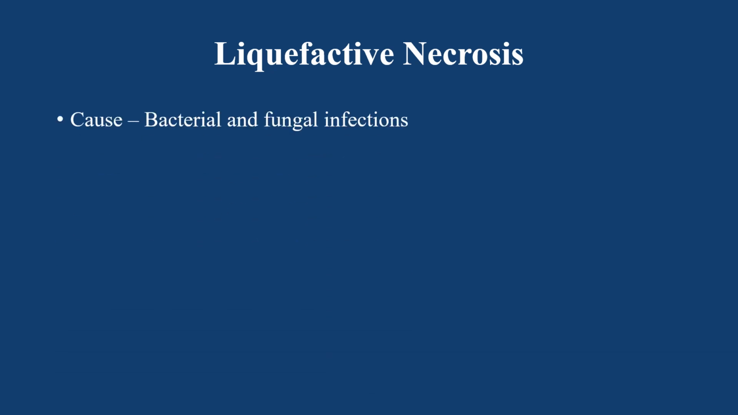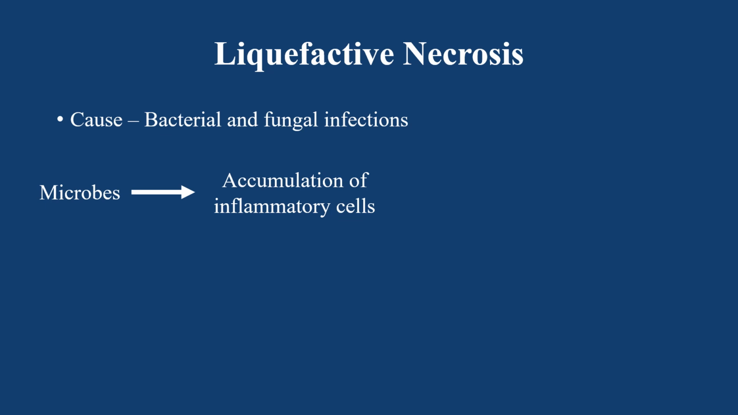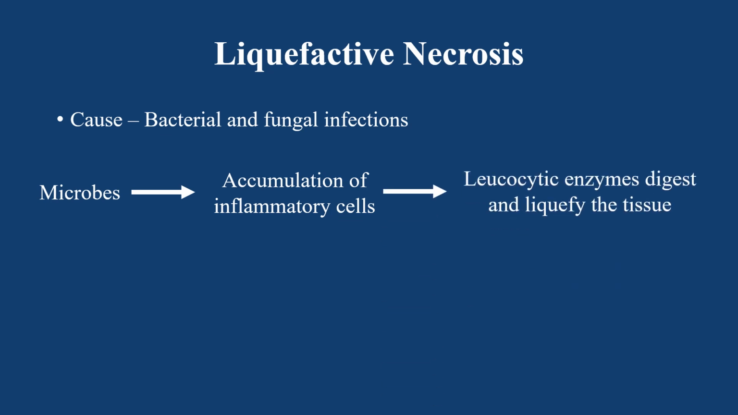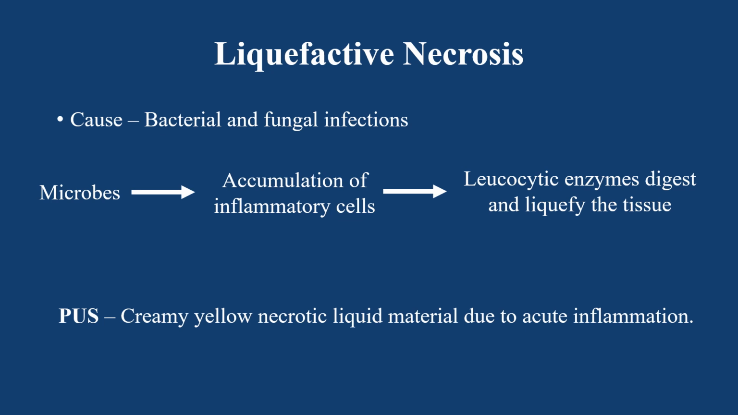In liquefactive necrosis, the cause is infections. Any bacterial infections and a few fungal infections also may cause liquefactive necrosis. What happens exactly? Because of the microbes, there will be accumulation of inflammatory cells. And these inflammatory cells are going to secrete some enzymes, for example lysozyme. So these enzymes will digest and liquefy the necrotic tissue. Hence the name liquefactive, because there will be liquefaction of the necrotic tissue. And this creamy yellow necrotic liquid material, because of acute inflammation, is known as pus.